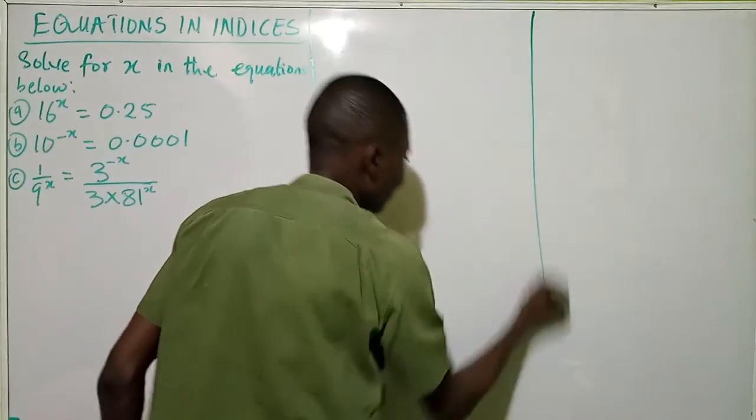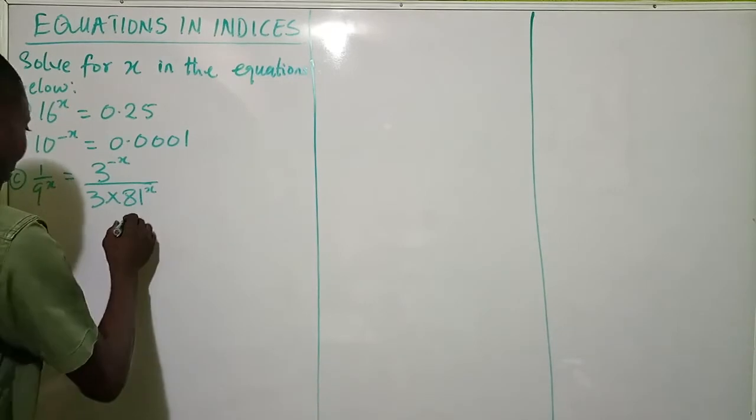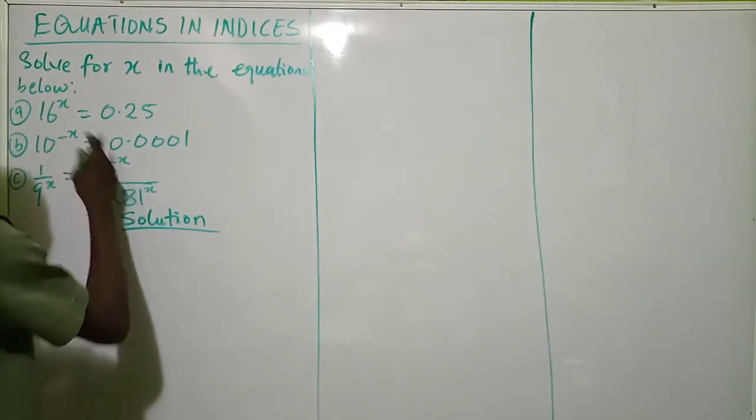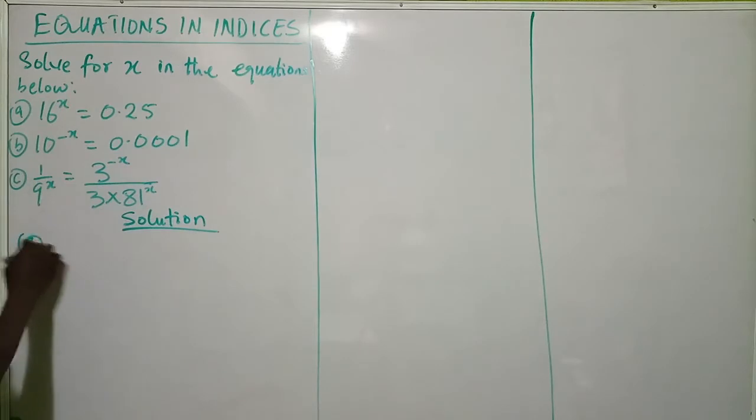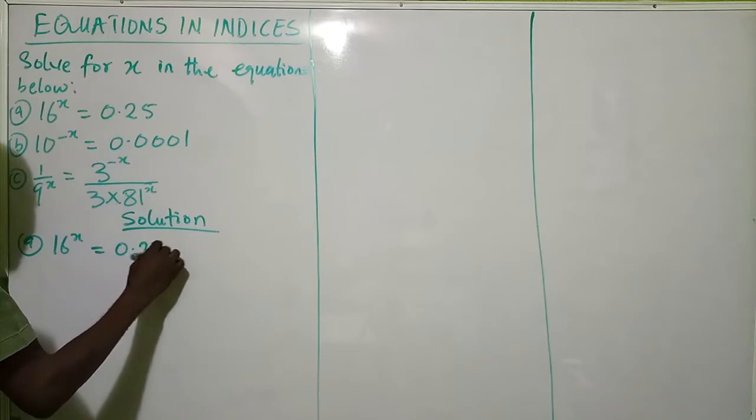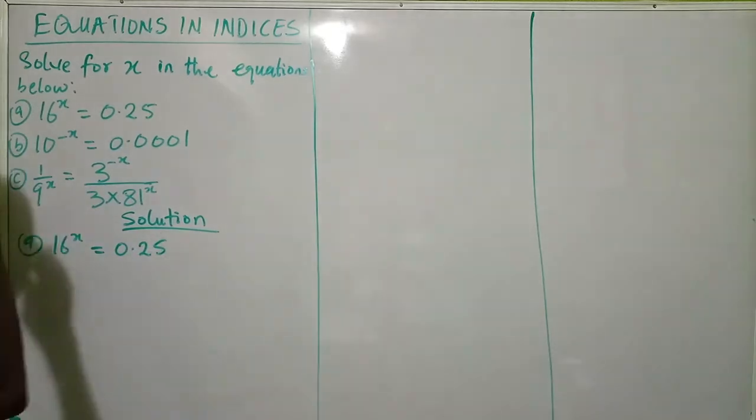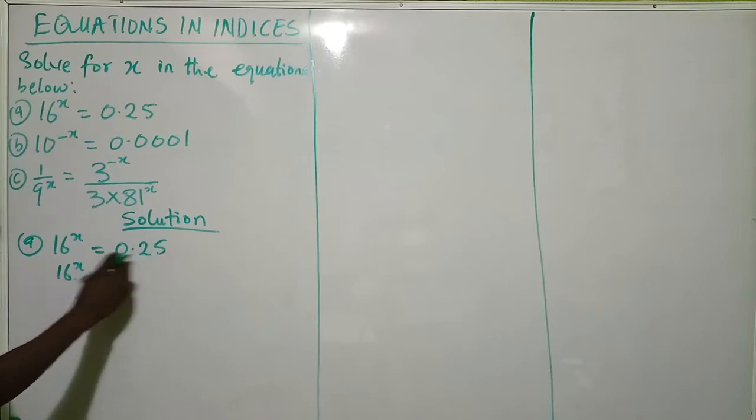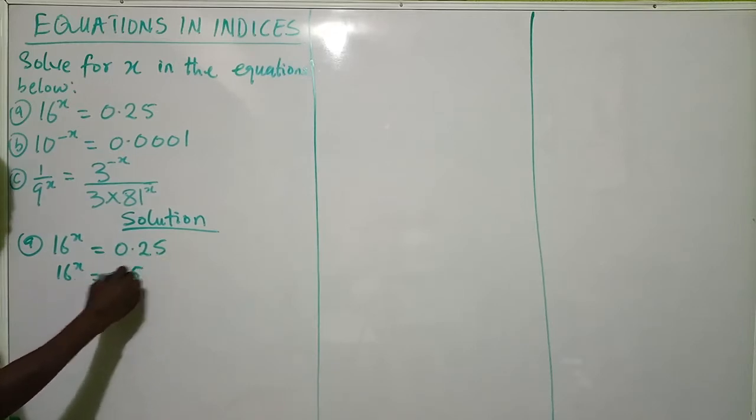Okay, so now let's start with the very first one. So again, we write solution. Let's say the first one, A: 16 raised to the power of x equals 0.25. Now what do we do here? Now look at this, we have 16 raised to the power of x. I'm going to change the decimal to a fraction.